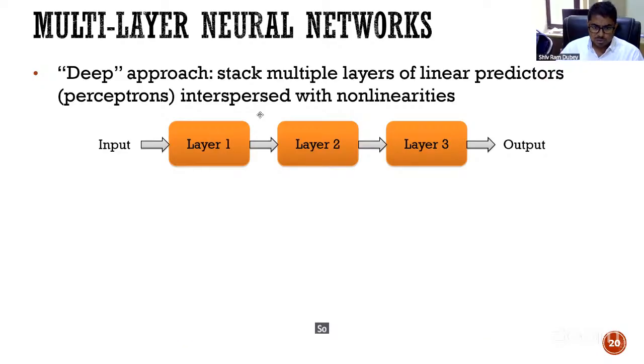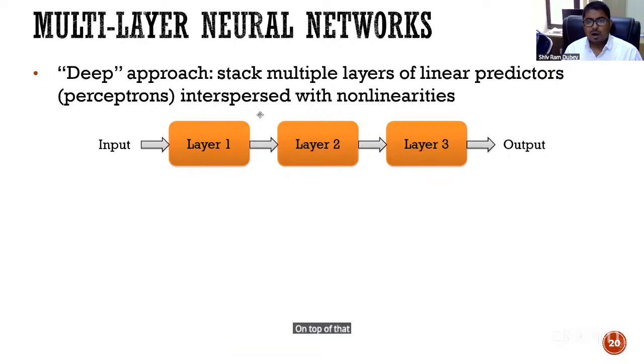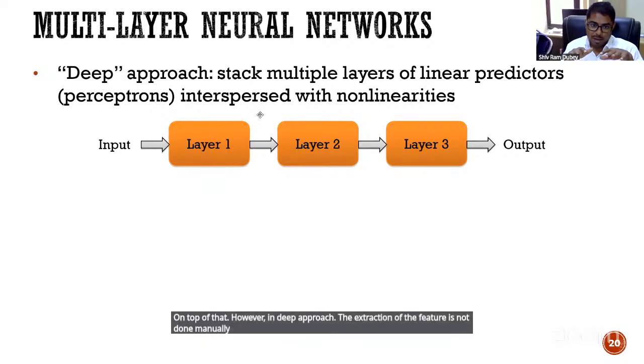So there is one more question here. Is the shallow approach using support vector machine? In the shallow approach, we can even use a neural network also. Shallow approach means we extract the features from our input using some hand-designed approach, some manual approach, and then use the extracted features with any of the classifiers. Either it can be a linear classifier, or a support vector machine, or a neural network. It can be anything on top of that. However, in the deep approach, the extraction of the features is not done manually. Rather, we have a parametric approach where the extraction of features is done directly by the neural network itself.